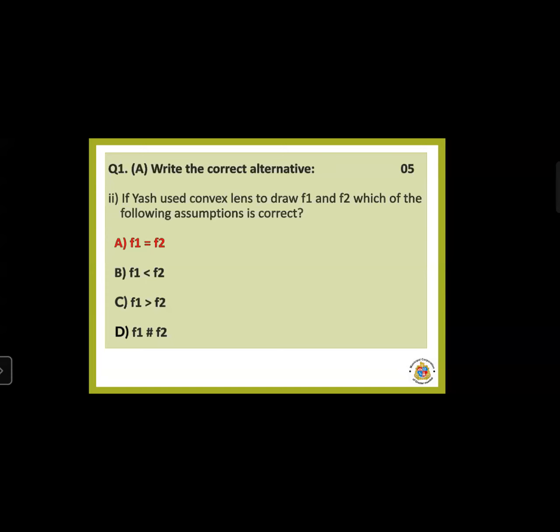This question has 4 options: A, F1 is equal to F2; B, F1 is less than F2; C, F1 is greater than F2; and the last one, F1 is not equal to F2. So the right answer is A, F1 is equal to F2. Both have the same distance. If Yash uses a convex lens to draw F1 and F2, the correct assumption is that F1 is equal to F2.